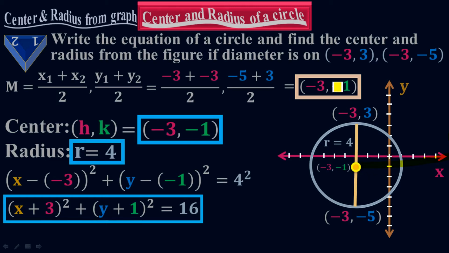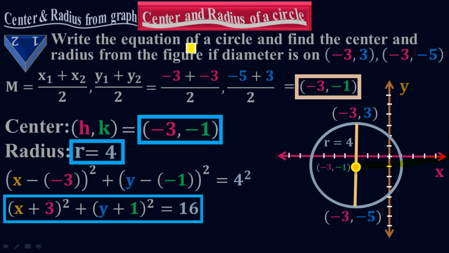Since we got the center of the circle, it is pretty easy to find the radius, because we just directly count the points from the center to the border of the circle. The center is 4 points away from the border, therefore the radius of the circle is 4. We got the center of the circle, (-3, -1), and the radius of the circle, which is 4.